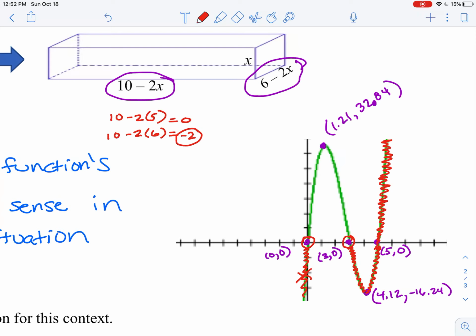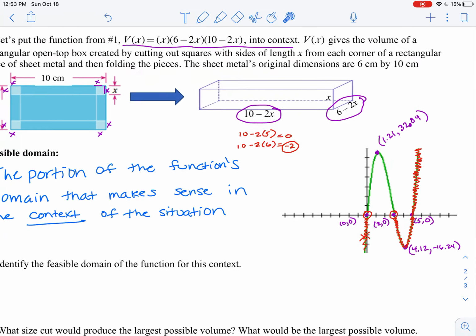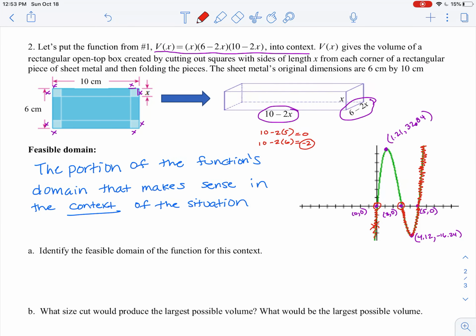So the only portion of my graph that makes sense in this context is to remove between 0 centimeters from the corner and 3 centimeters from the corner, so that I always have positive length, width, and height, right? And then I also have a positive volume, right? I have to have a positive length, width, and height and a positive volume for this to make sense. So the space where that happens is between 0 and 3.